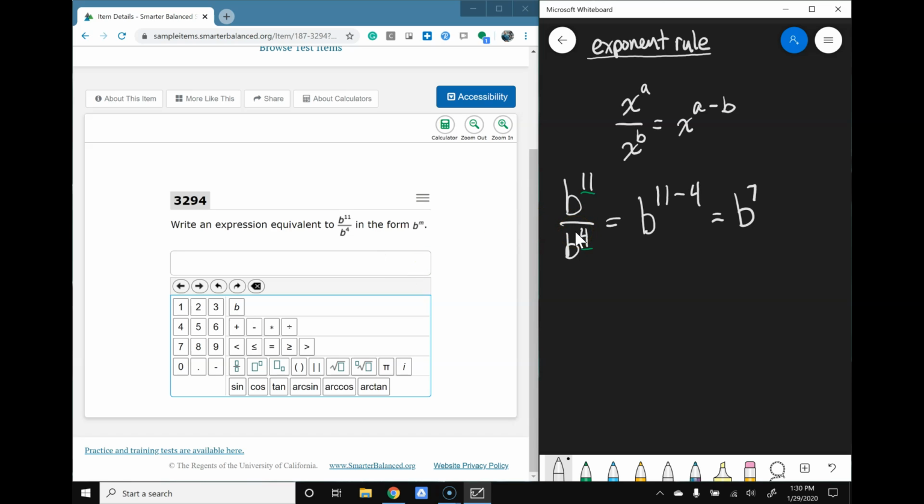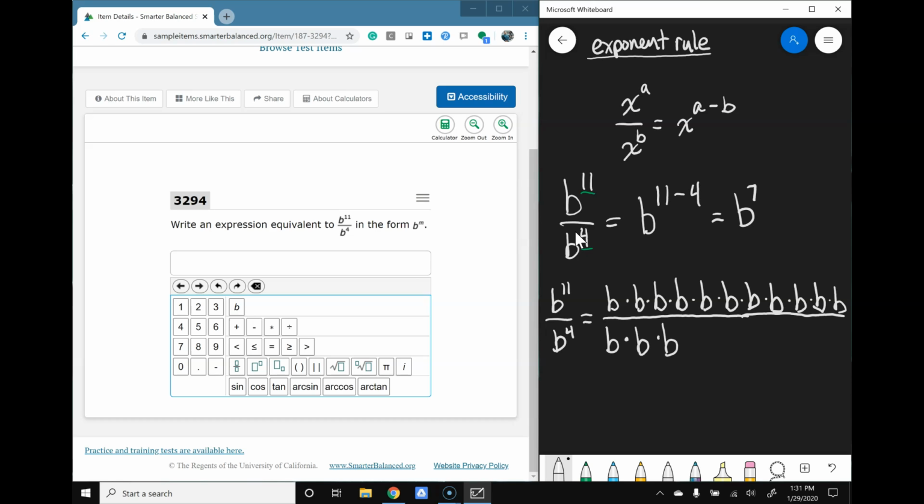but let's take a little bit of a closer look to confirm this as our answer. Now, what does b to the 11th represent? B to the 11th represents the multiplication of 11 b's. B to the 4th power represents the multiplication of 4 b's. So if we take a look at this expression expanded out, then that would be b times b times b, 4 of them, 5 of them, 6, 7, 8, 9, 10, 11. And down below, we would have b times b times b times b. I know I didn't write them perfectly here, but they still get the job done.